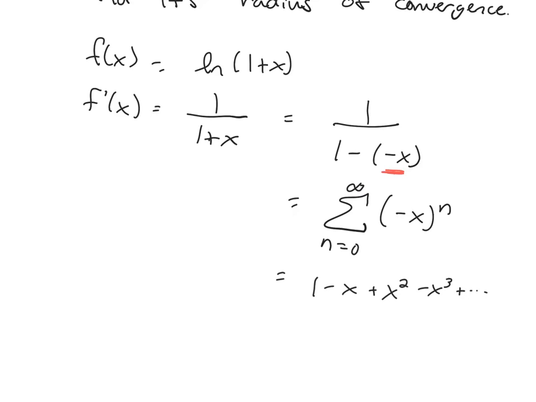It's alternating. Does it have to start at 1? The formula that we're using starts off at n equals 0. Also, we're looking at a geometric series, and in the sum formula, what's in the numerator is a, the first term in your series. So my first term is 1. All right, so I've got a power series representation, but I don't have it for f of x, I have it for f prime of x.